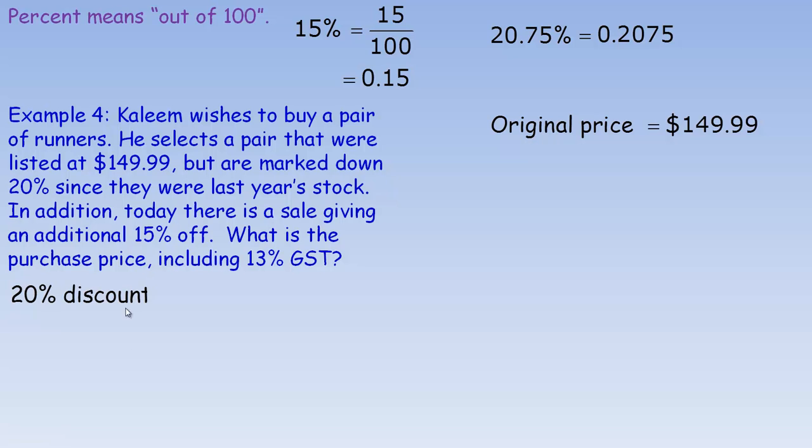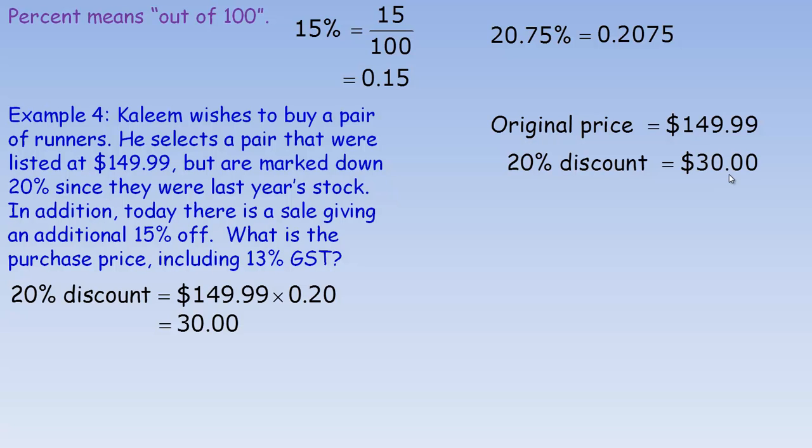So the calculation to get the actual amount for the 20% discount, we take that original price and multiply it by 0.20. That's 0.20 is 20%. And so that gives us a discount amount of $30. So that's going to be subtracted from the $149.99. So if we subtract that, the purchase price with the 20% off is $119.99. So this is the amount we're going to find 15% of to take this second discount off.